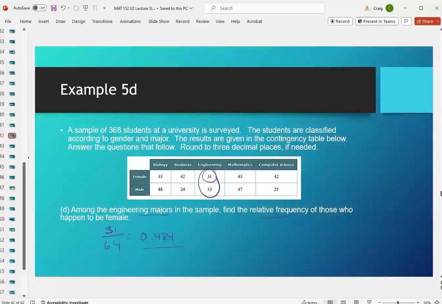So just remember to pay attention to what the question's asked for. Relative frequencies are just a decimal or a percent, giving you an idea of that amount compared to the other. But it is very similar to the probability of randomly choosing that person from that group, or that person in that group from the sample.